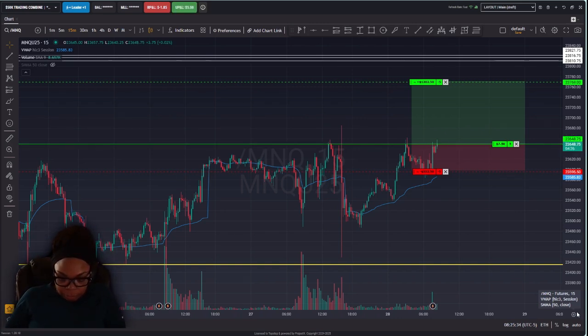I'd also failed to mention that this is minis, micros. I got into NAS micros. So the lot sizes are a lot smaller, which allows me to manage my risk way better. So if you're struggling with consistency and also keeping your profit, your risk management, drop down to micros and that'll help save your account.